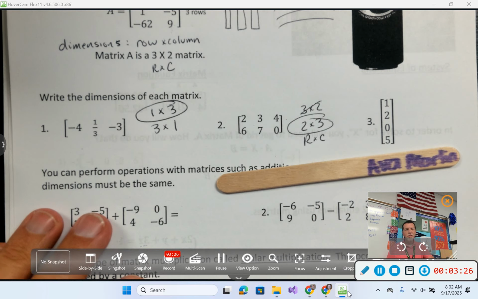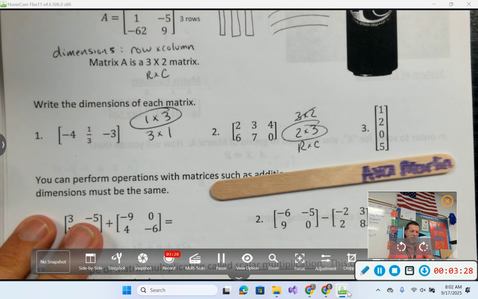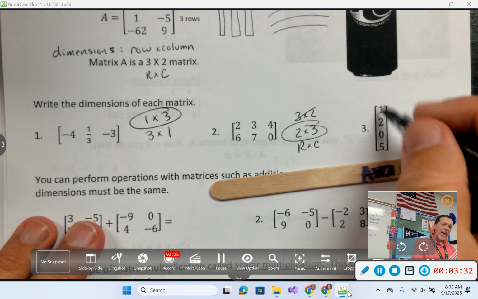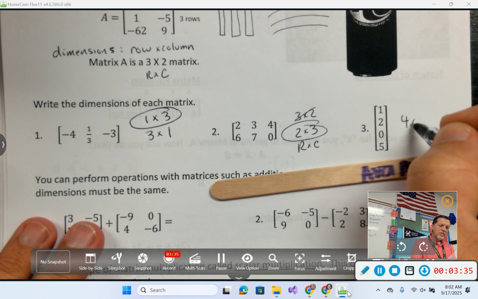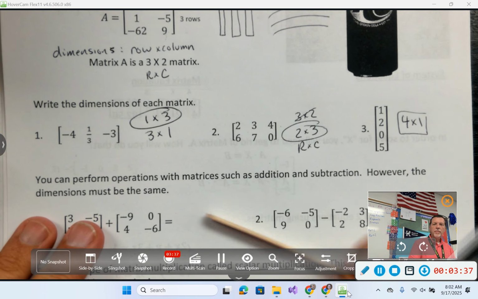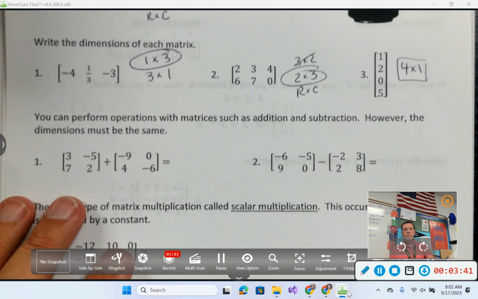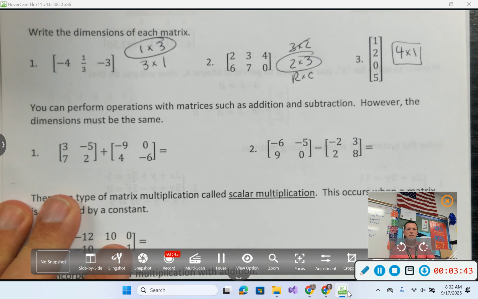Ava, it's either a 1 by 4 or a 4 by 1. 4 by 1. Yeah, that one's pretty easy because that definitely looks like a singular column. So 4 by 1. Rows by column. RC cola.